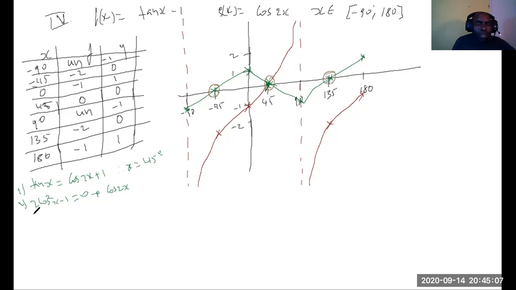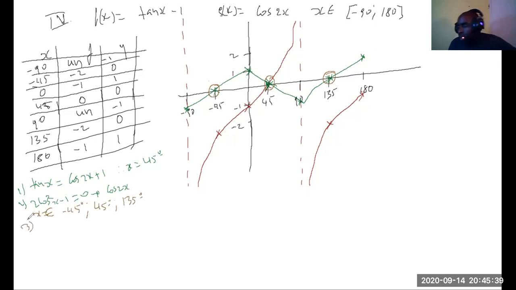So I've got x is a member of... here we have minus 45 degrees, and then we have 45 degrees, and we have 135 degrees.